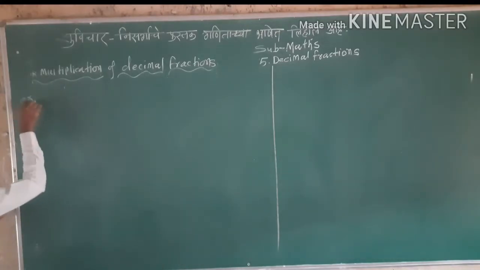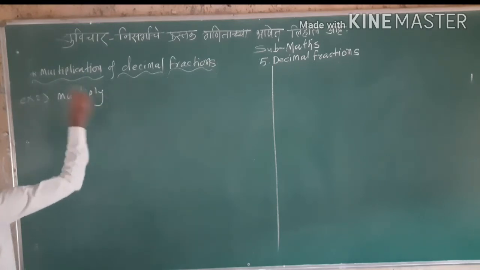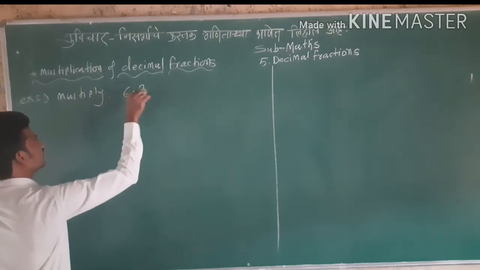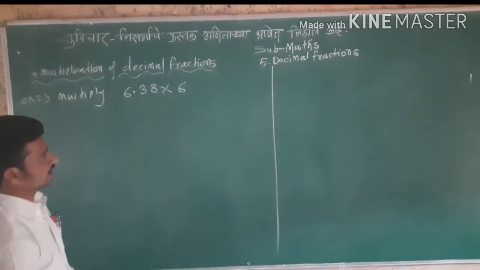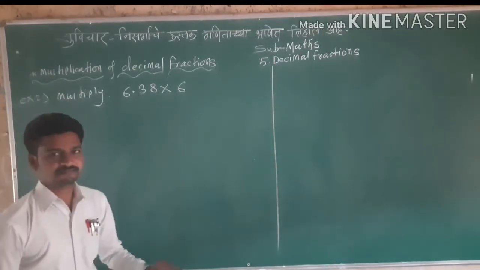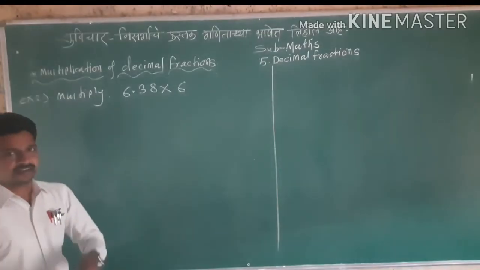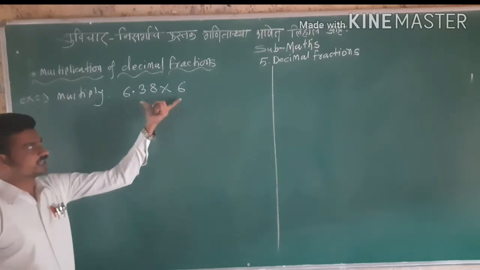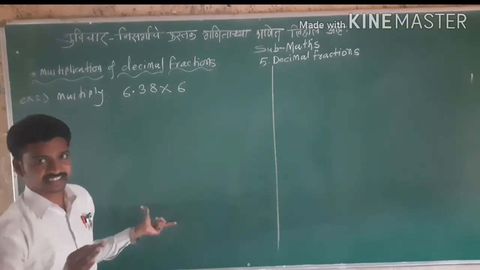See the example number 2. Multiply. See here, 6.38 into 6. Now here we are using the third method. आता आपण तिसरी मेथड जी आहे ती वापरणार आहोत, कारण ती सामान्यपणे जनरली आपण नेहमी हीच पद्धत किंवा अशा पद्धतीने जे उदाहरण सोडवतात गुणाकाराचं त्याच पद्धतीने सोडवायचं आहे. परंतु दशम चिन्ह देताना काय विचार करायचा आहे ते काळजीपूर्वक पहा.